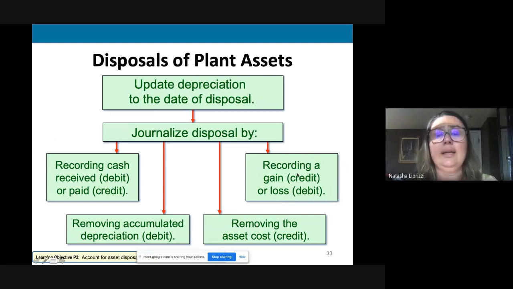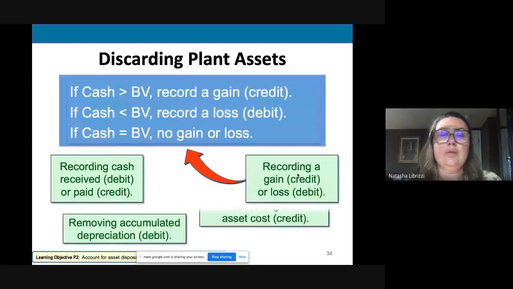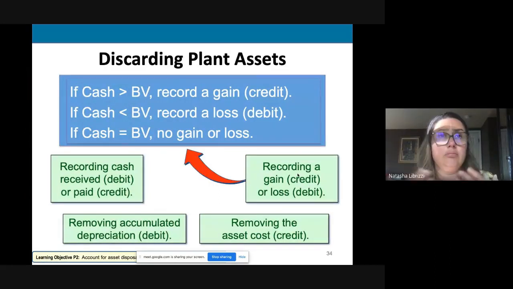And then we're going to recognize gain or loss. Depends on the situation you have. So if the cash or exchange that you receive is bigger than the book value of your asset, you have a gain. If it's less than the book value of your asset, you have a loss. And if it's equal, there's no gain and no loss. So if I have an asset sitting at 7,000 on my books and I got 8,000, I just got a gain. If I have an asset sitting at 7,000 and I got 5,000, I have a loss. So that's kind of where we're at.